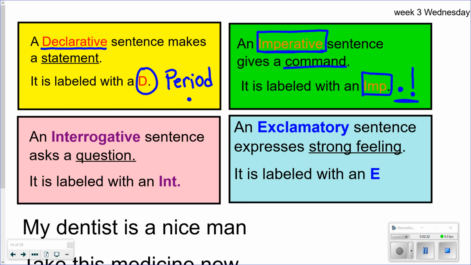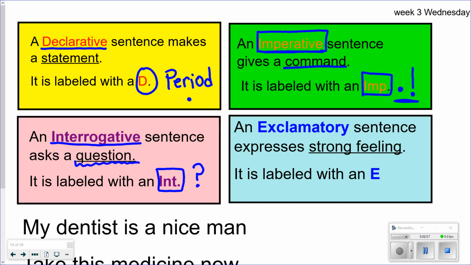Our third kind of sentence is an interrogative sentence. Again, that's a big word, so you might want to practice saying that a couple of times. Interrogative, interrogative. All right, an interrogative sentence asks a question. Do you like the candy? That's a question. And so when we see this kind of sentence, we're going to use the label INT, which again is short for interrogative. And this kind of sentence is going to end in a question mark because it's asking a question.